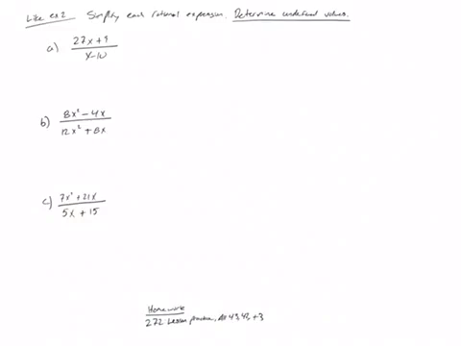Alright, now we're doing 2 things here in this example 2. It says simplify each rational expression, and then determine undefined values. So that determine undefined values is the part we just did in example 1, except first we're going to try to simplify first. So let's see about factoring.